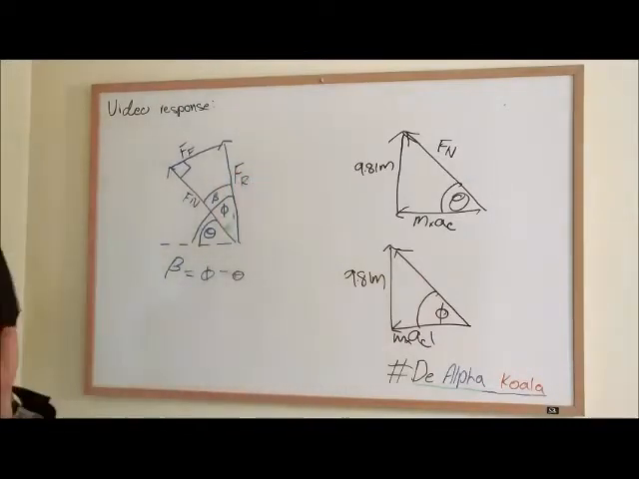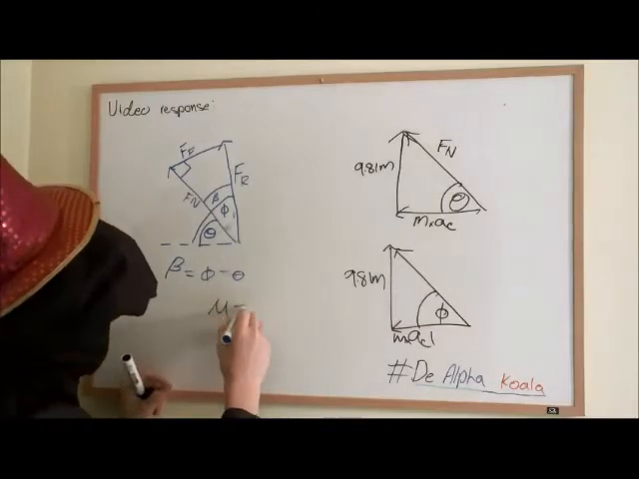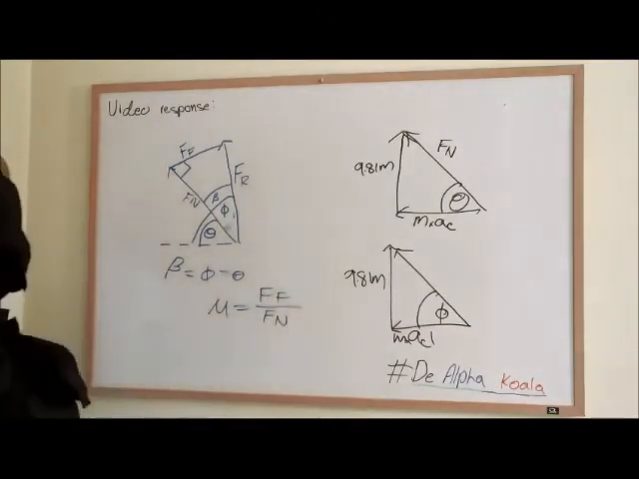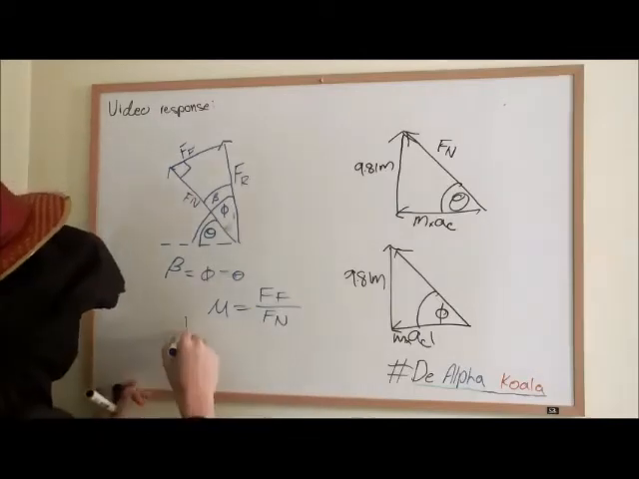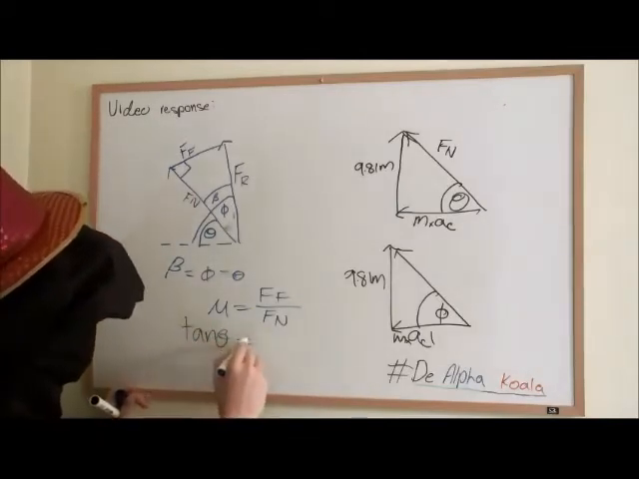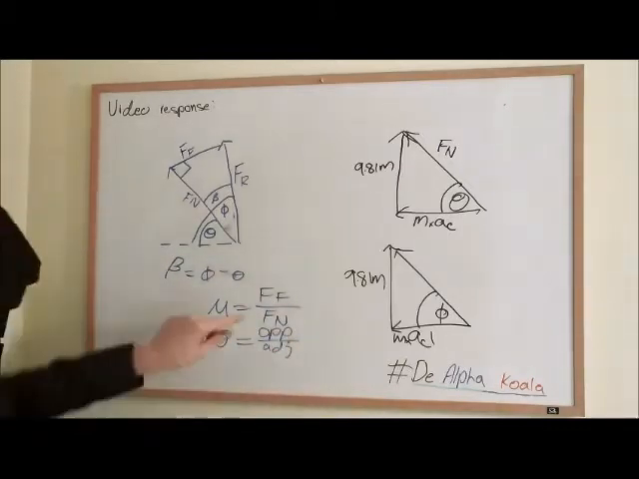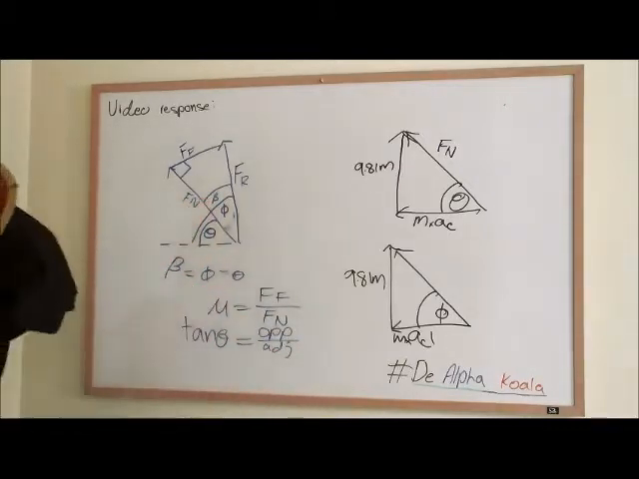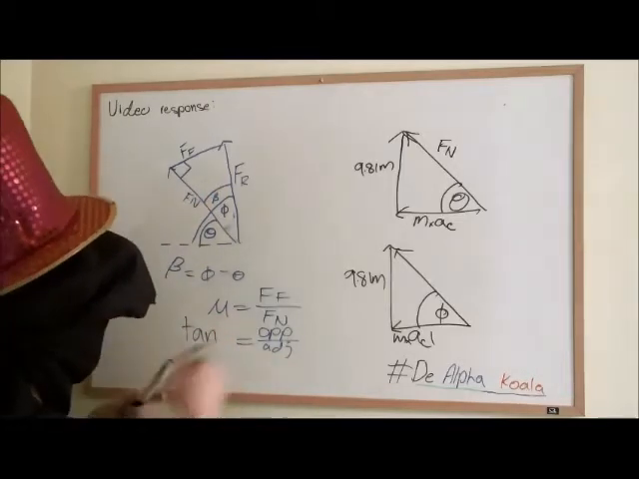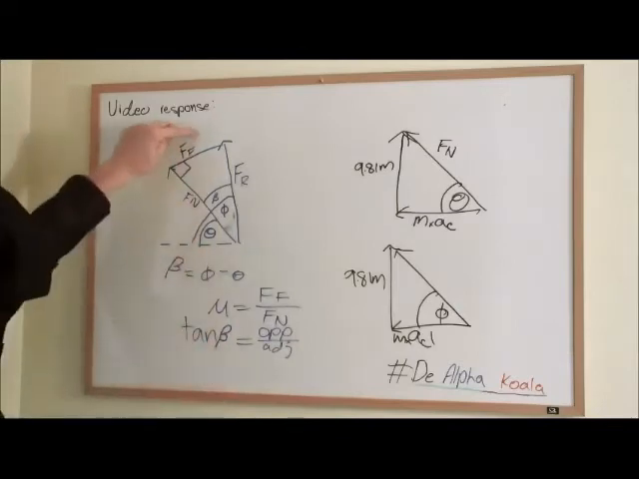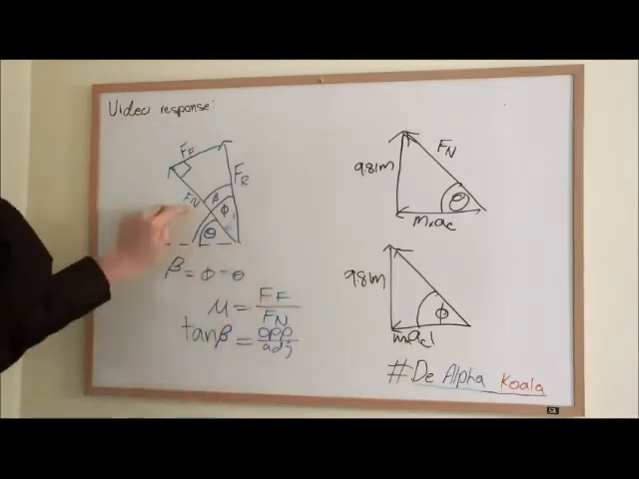Okay, now we know that mu, the coefficient of friction, equals the frictional force over the normal force. Okay? We also know that tan theta equals opposite over adjacent. Right? So if we look at this, we've got an angle in here, so to simplify it a bit, we'll say tan beta. That's just any angle in there. So tan beta will equal the opposite, which is the frictional force, over the adjacent to the angle, which will be the normal force.